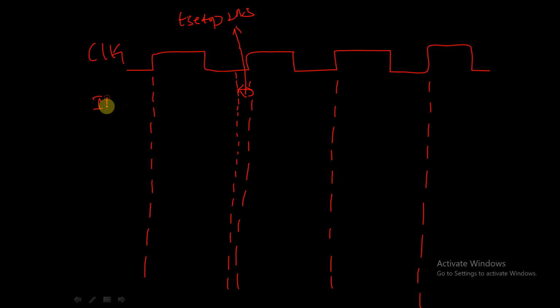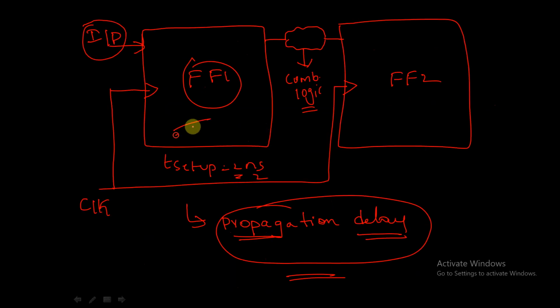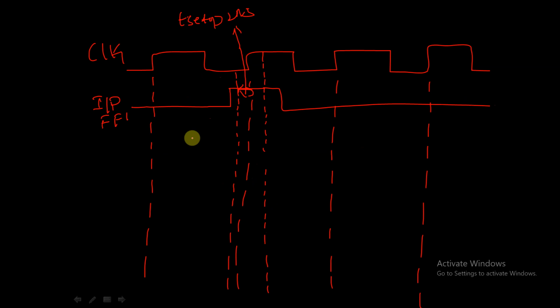So this is my input to flip flop 1. Let's say I'm applying it correctly, following all the setup time requirements, and I'm also following my hold time requirements. Let's say the hold time is also 2 nanoseconds. So my input is constant for 2 nanoseconds and I'm changing it after 2 nanoseconds, like this. This is the input for our flip flop one. Since I am following all the setup time and hold time requirements, there are no setup time and hold time violations.